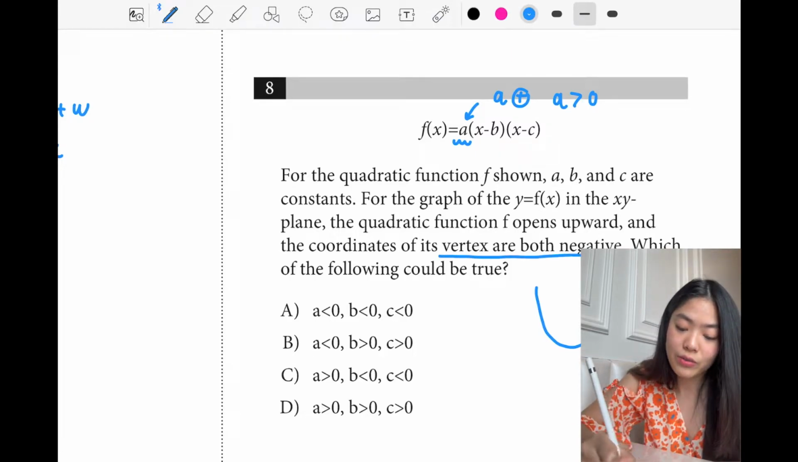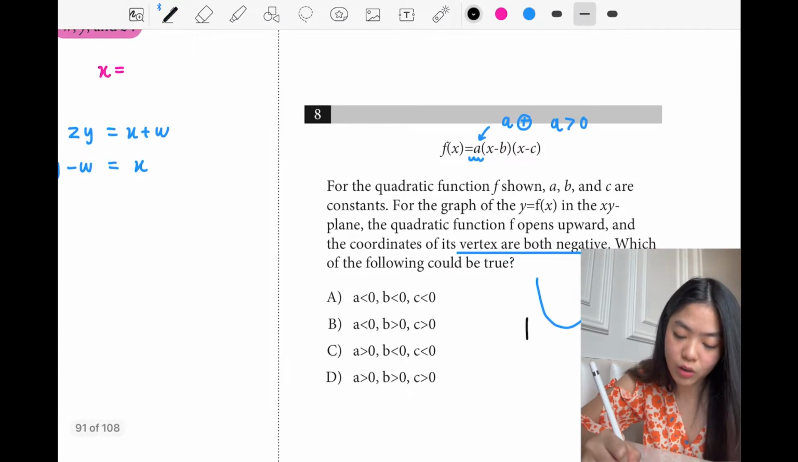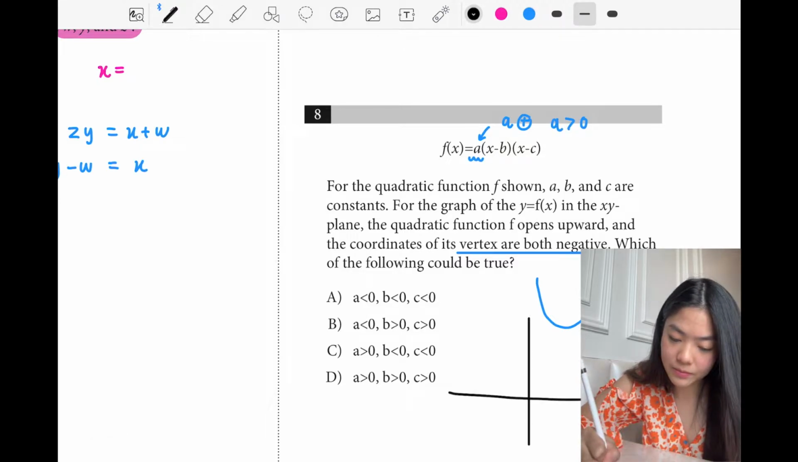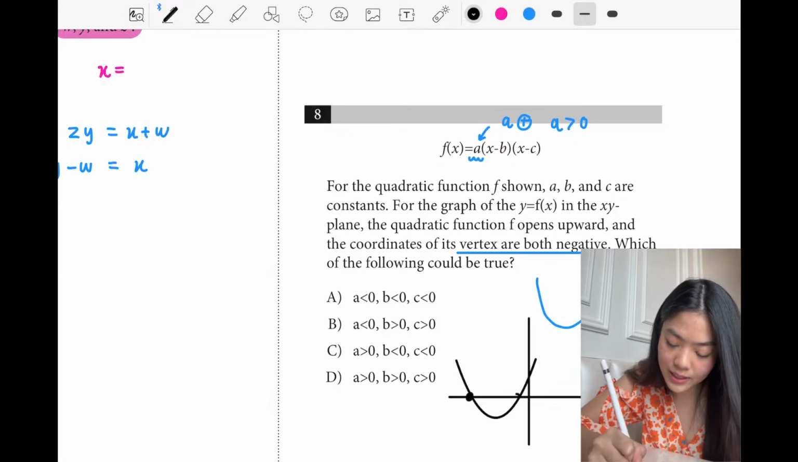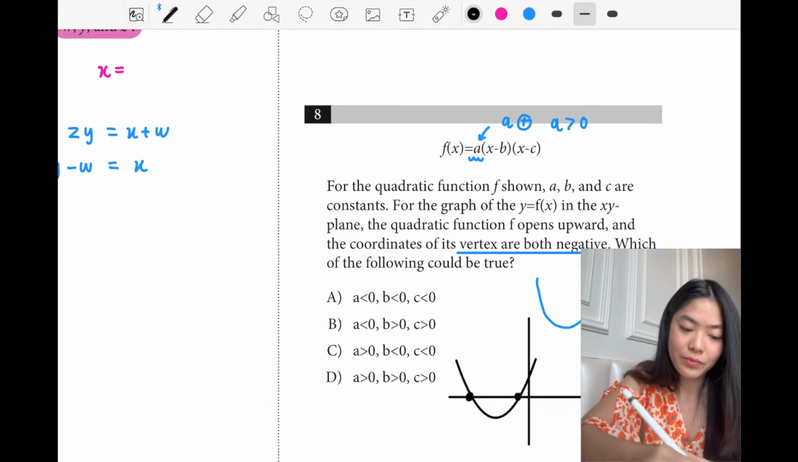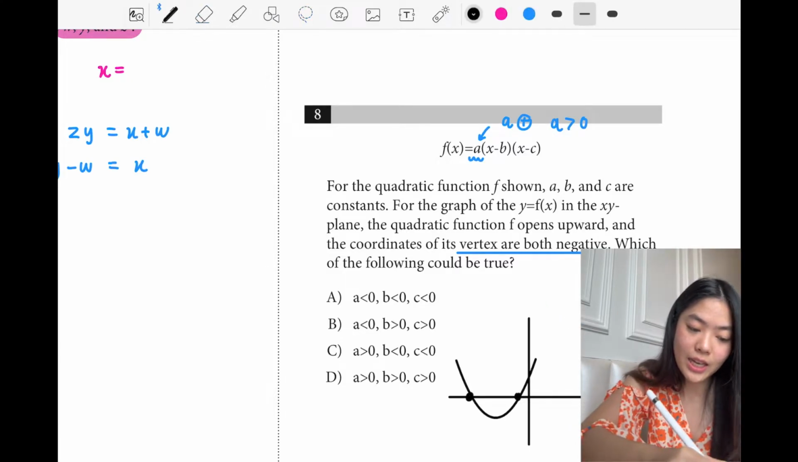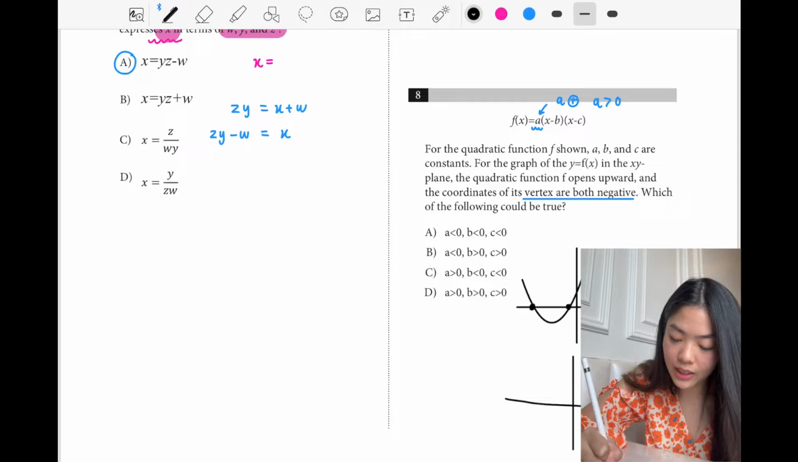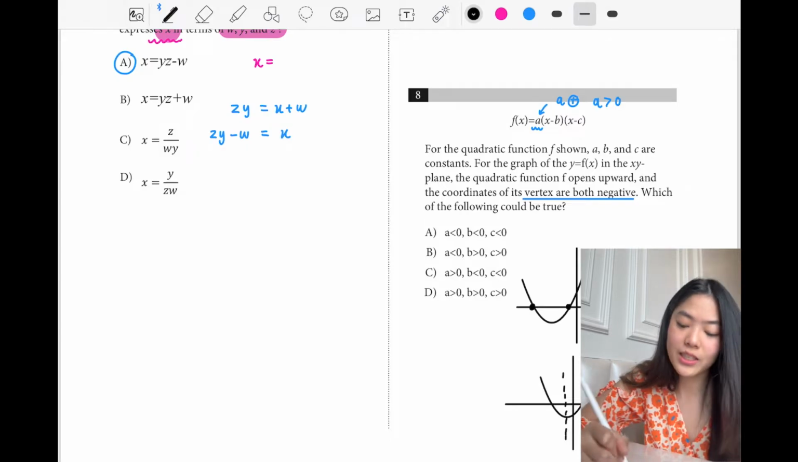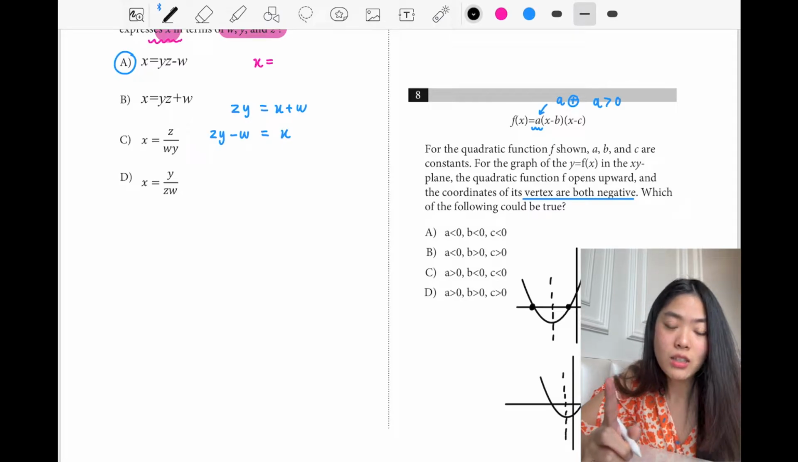Okay, so let's have the vertex with both x and y negative. Maybe we can draw in the xy-plane and then open upward. And yes, here both of them are negative. If the vertex is negative, it can be represented like this, or on the other hand, maybe really close to this, but the vertex here is negative. So we can cut some wrong choices first.